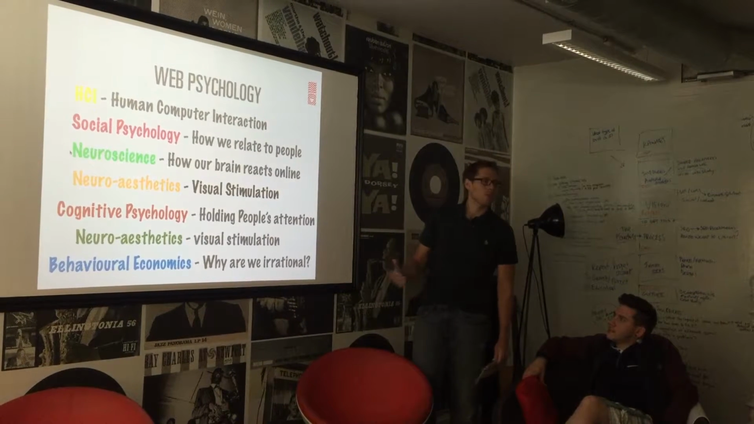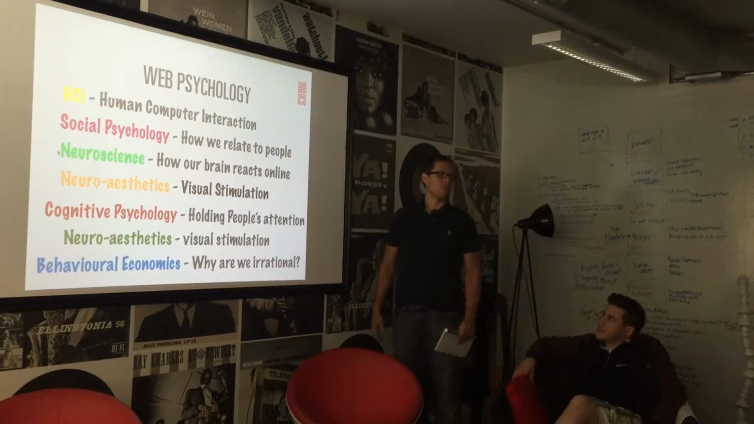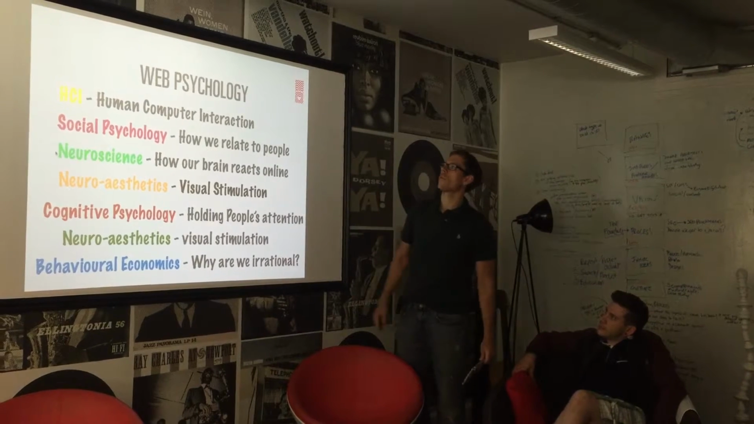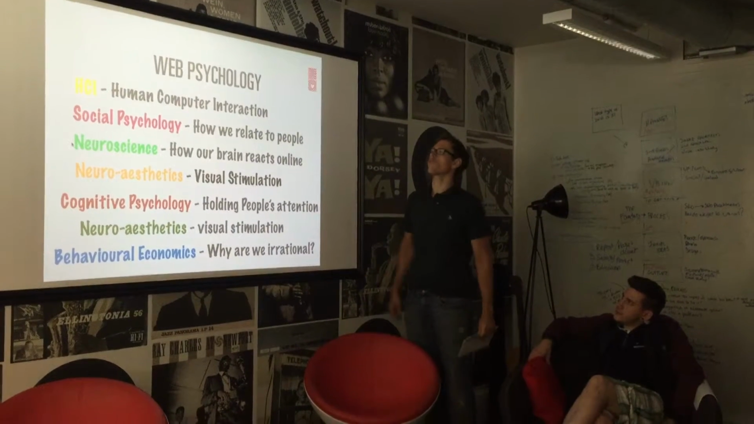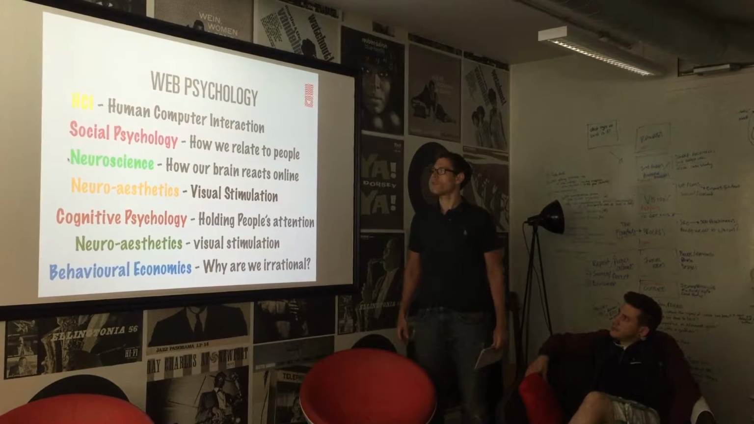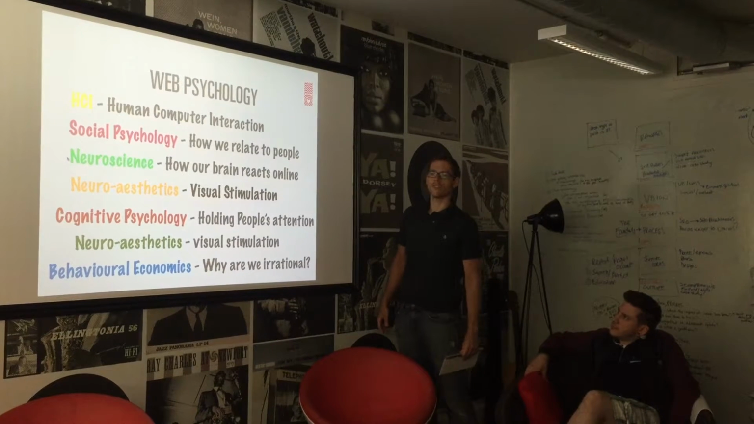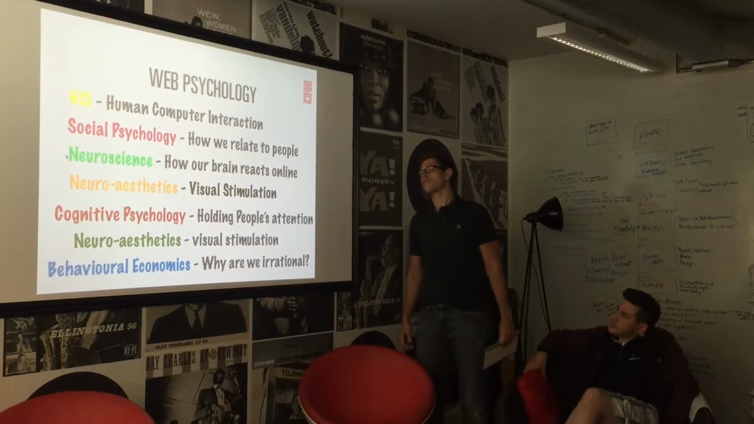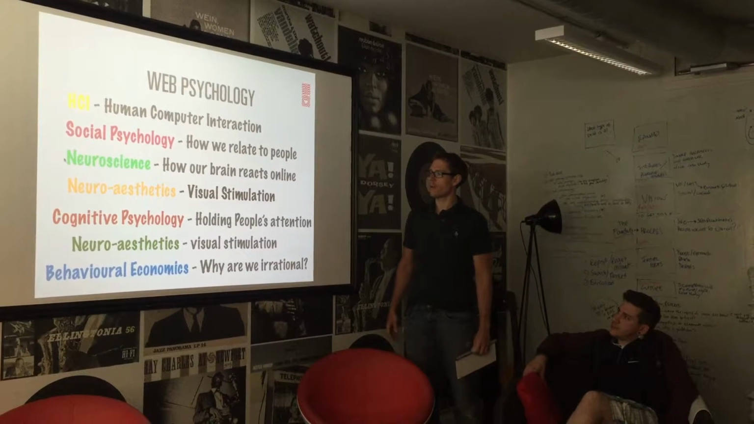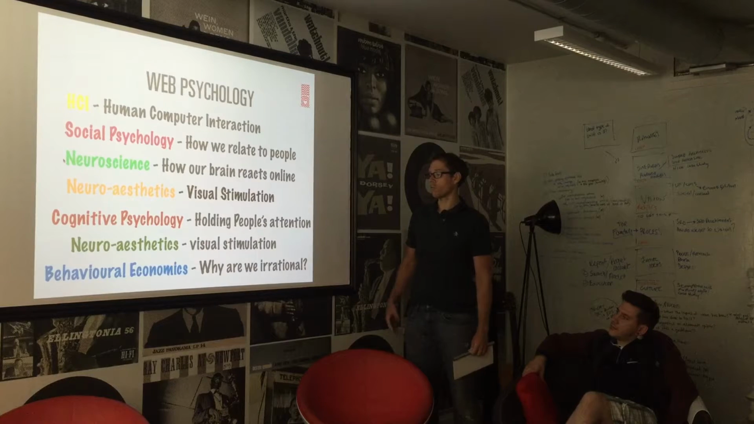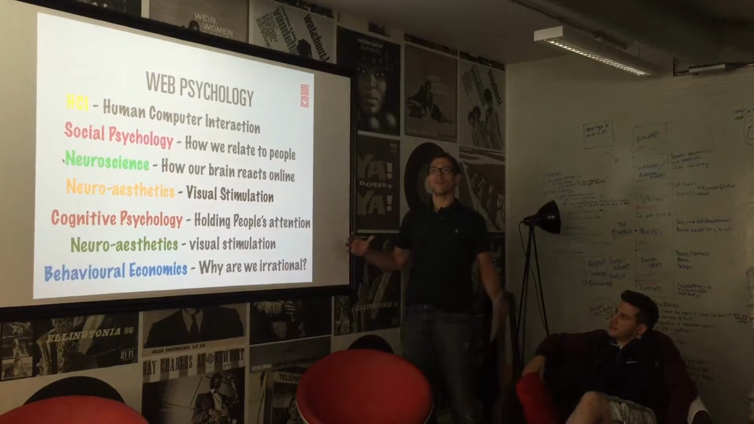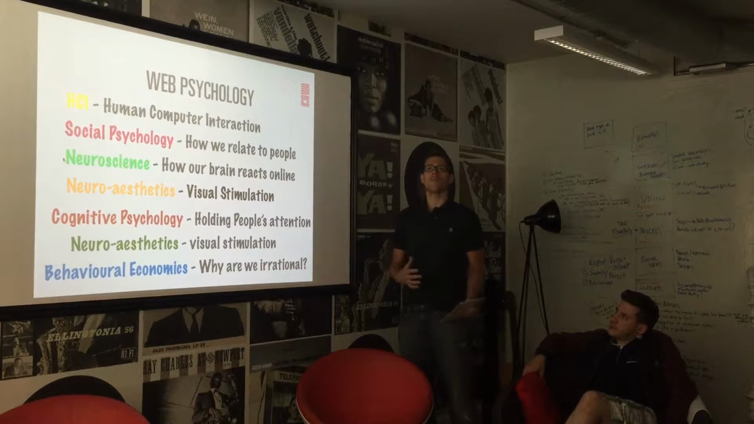So, web psychology is made up of all of these different types of psychology. There's not just one overlaying element here. So you've got HCI, which is human-computer interaction. You've got social psychology, which is how we relate to people. We've got neuroscience, which is how our brain reacts online. We've got neuroaesthetics, which is visual stimulation. Cognitive psychology, which is holding people's attention. Neuroaesthetics, which is visual stimulation as well. And behavioural economics, which is why we're rational when we're online. So all of these fundamentally come together and then effectively influence what we do and why we do it online.